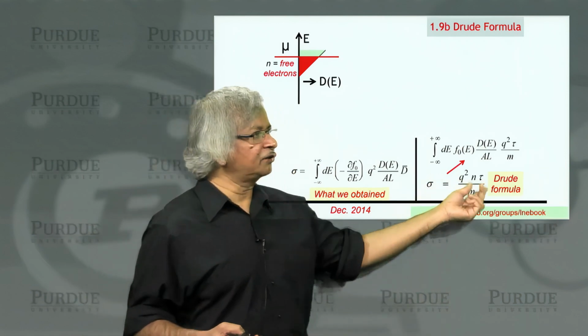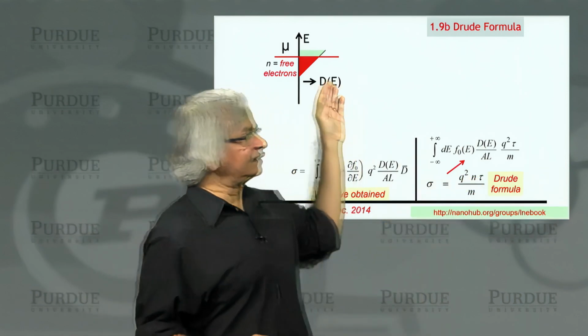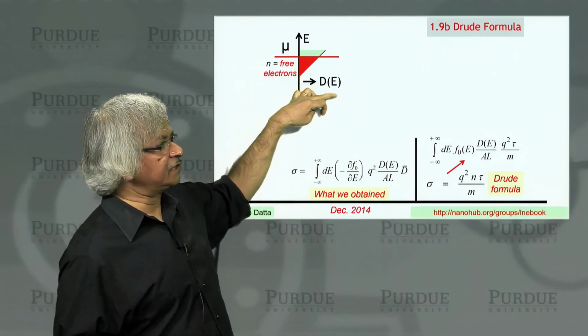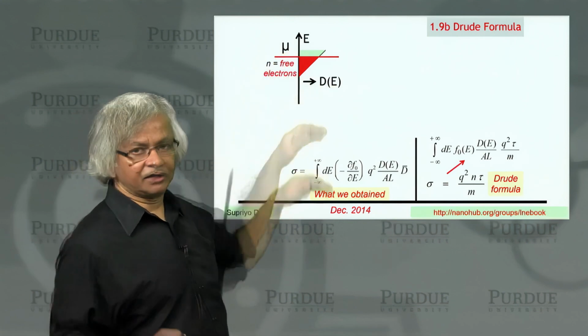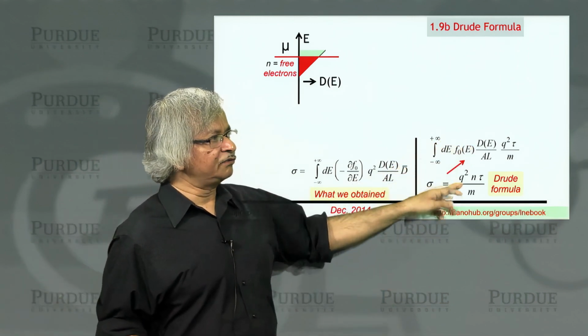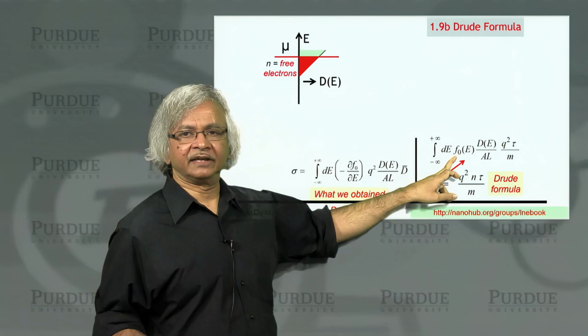So if you actually want to calculate n, and if you want to calculate this area here, what you have to do is take the density of states, multiply it by the Fermi function, which tells you if it's occupied or not, and then do the integral. So if you wrote this out, it would have looked something like this.